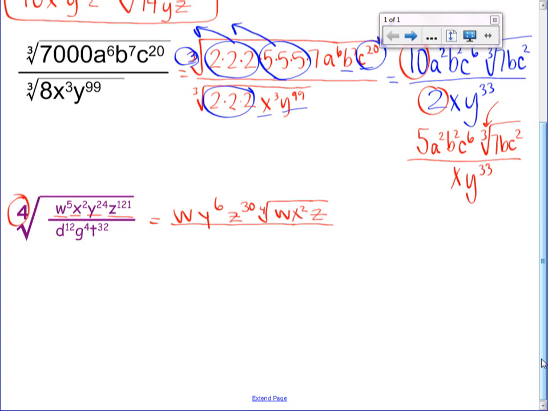All right. Looking on the bottom, how many groups of 4? How many groups of 4? How many groups of 4? Anything we can simplify on this one? No, so that is your answer. Questions?